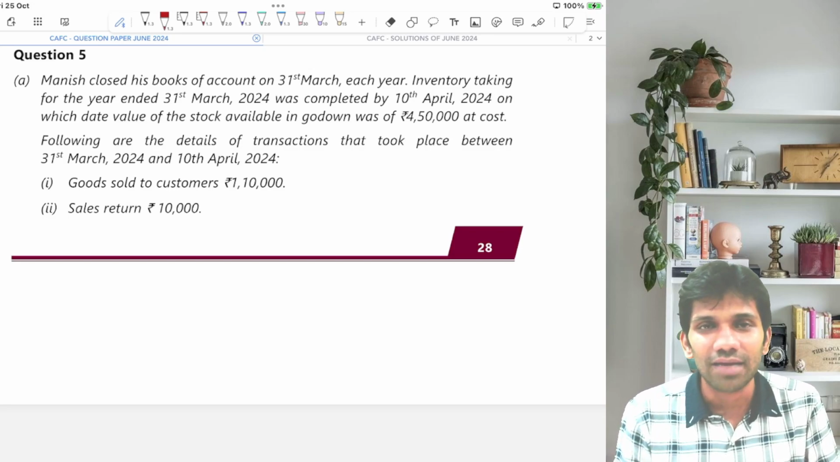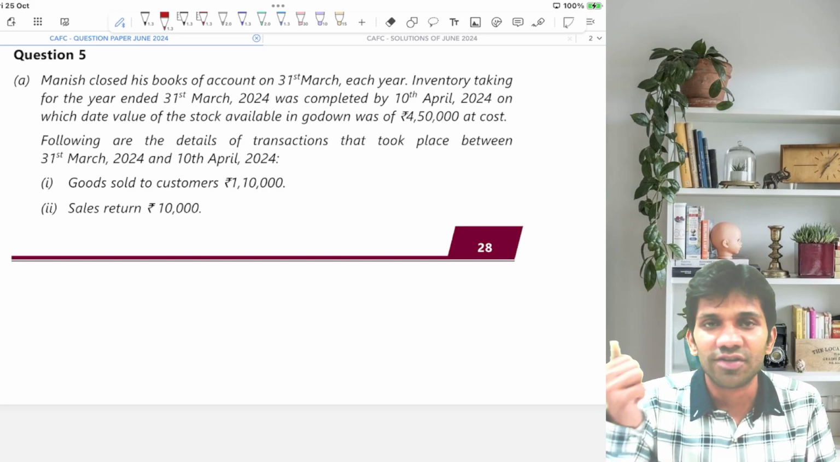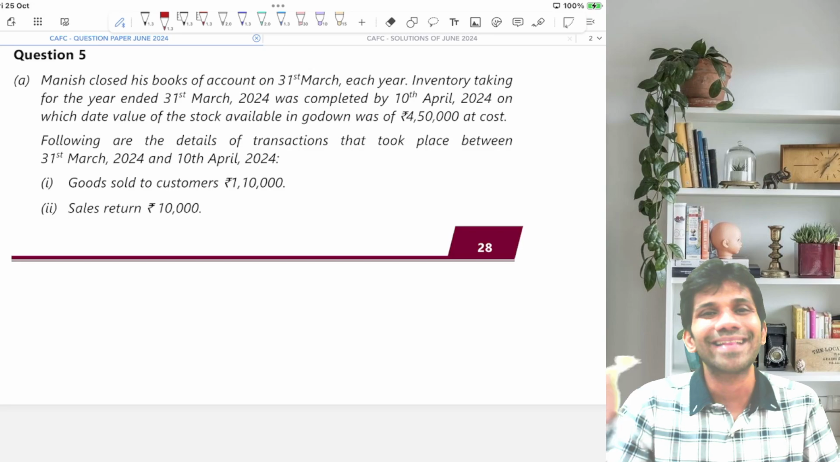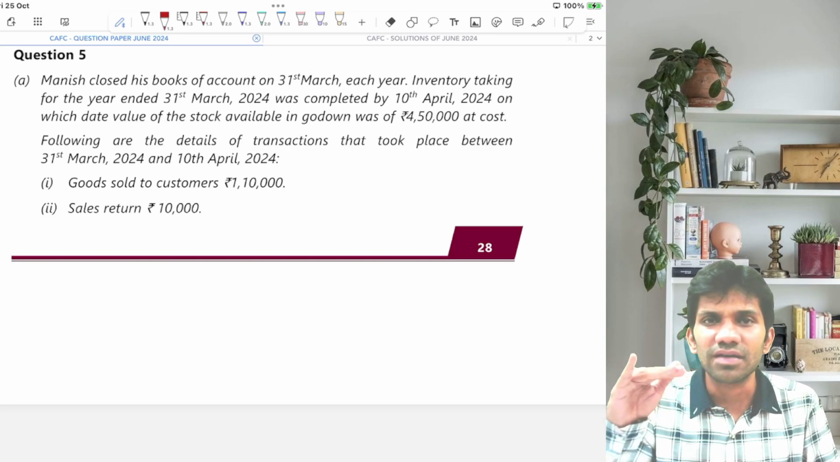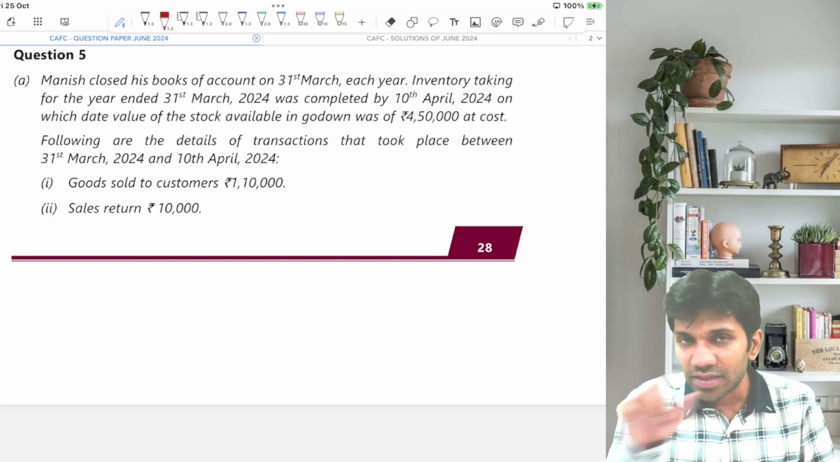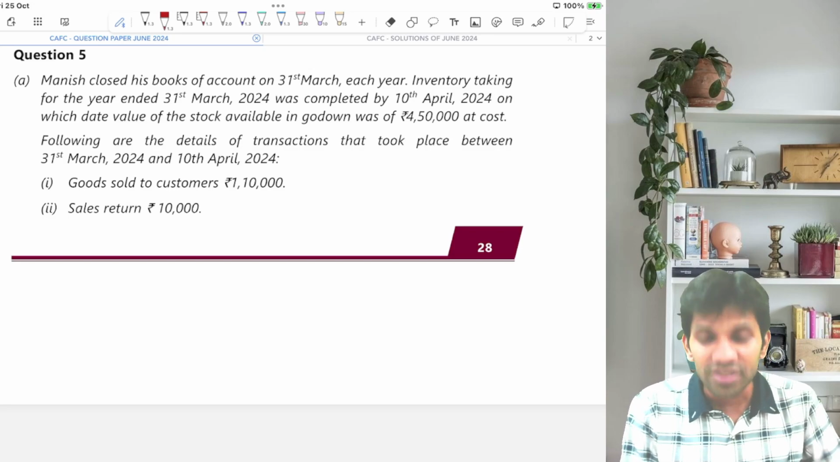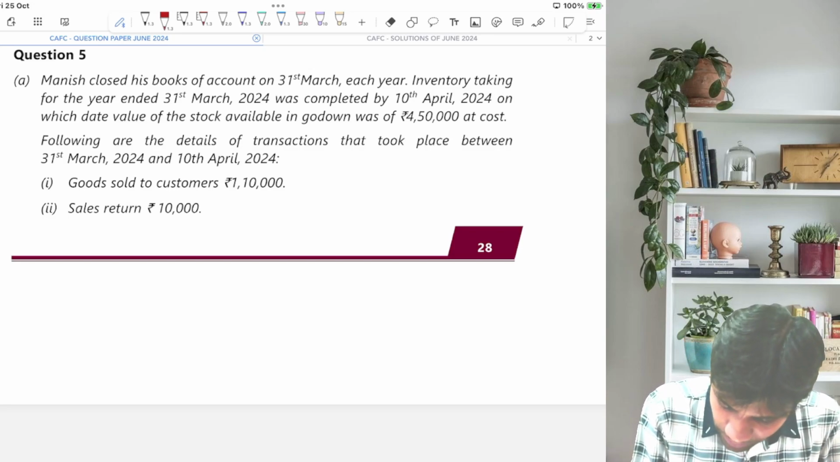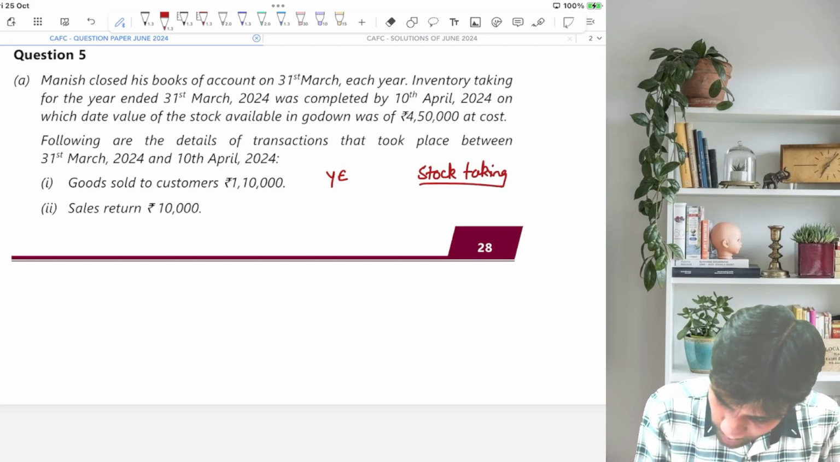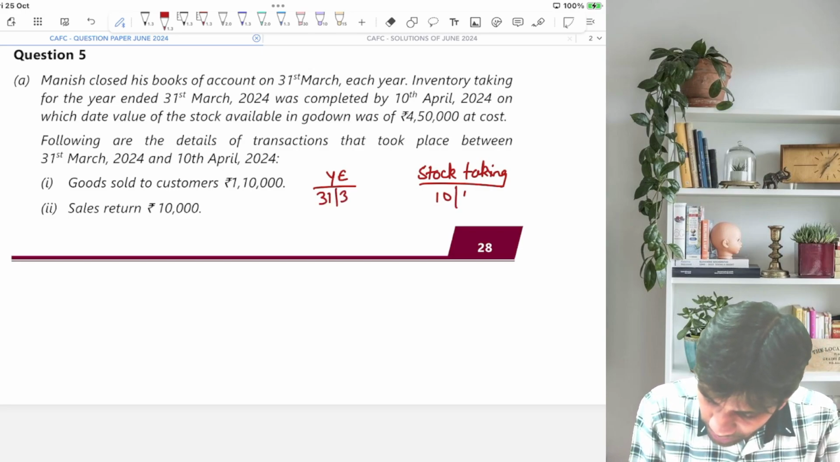Physical stock taking means, suppose the year ends on 31st March, and suppose the businessman takes stock after the year end, that is 10th April. Can I say the stock taking has been done after the year ending? So in between these 10 days, from 1st April to 10th April, concentrate guys. Year ending is 31st March. Let's assume stock taking has been done on 10th April.